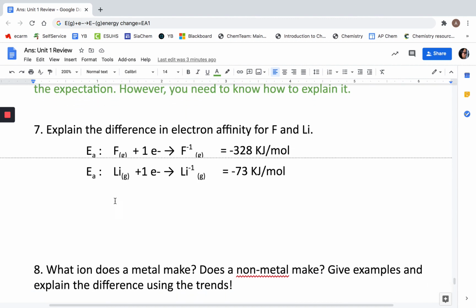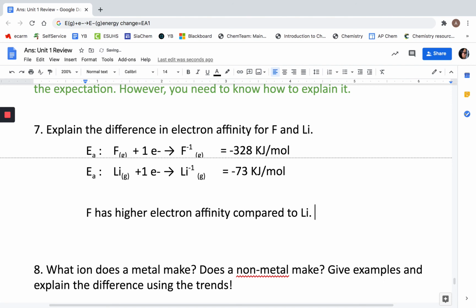Okay, next but not least, explain the difference between electron affinity for F versus Li. Take a look here. You can see here Li has less electron affinity compared to F. F has higher electron affinity. So first things first, we're going to say that F has higher electron affinity compared to Li.